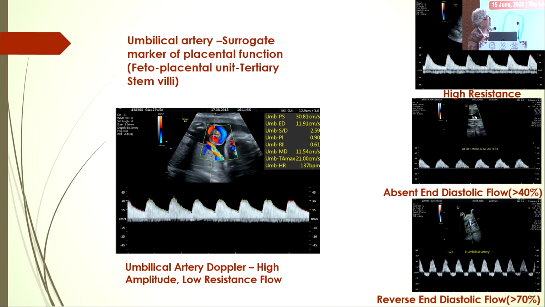And the middle image is showing that there is absence of diastolic flow, and it is showing absent end diastolic flow. When will it happen? When more than 40% of placental villi become dysfunctional. And the last one is the severest one, where we are seeing that there is reversal of the diastolic flow. This is called reverse end diastolic flow, and it actually manifests when more than 70% of the tertiary villi get dysfunctional. So in the later stages, according to severity, we will get different types of patterns.